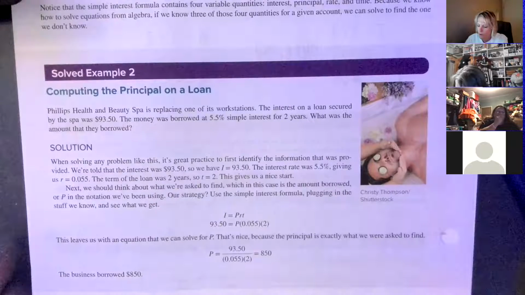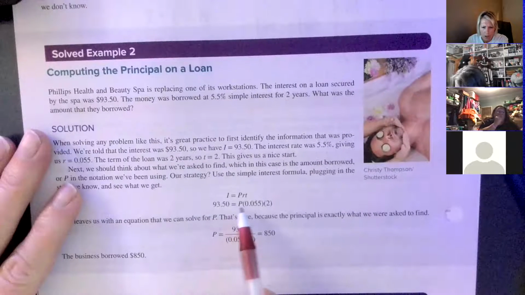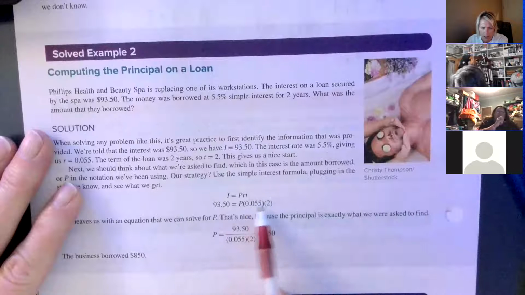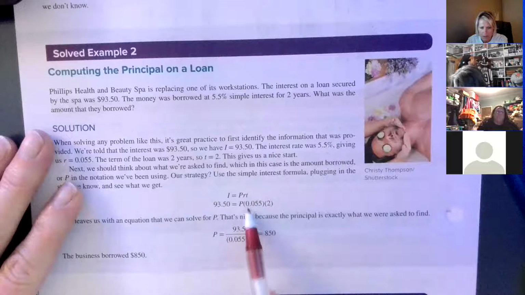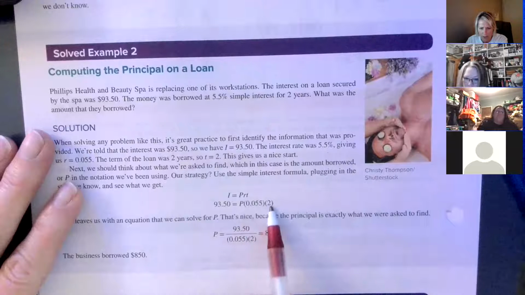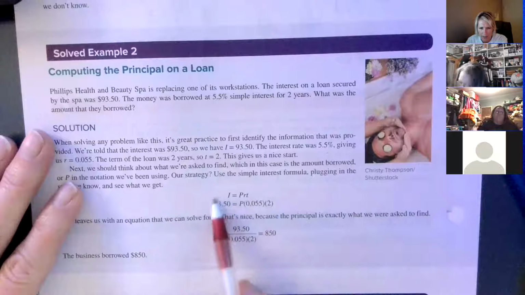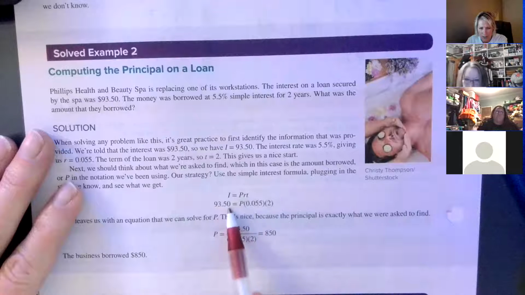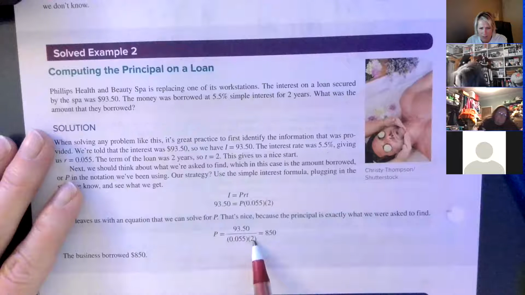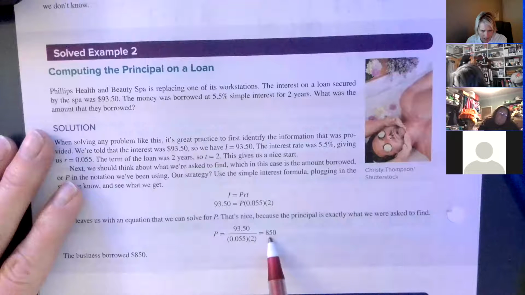So whenever what you're solving for has other values attached to it, in this case P, R, and T are being multiplied, to solve for P, we're going to divide away these numbers. So notice that 93.50 is going to divide by 0.055 and 2 to get the principal must have been $850 that we borrowed.